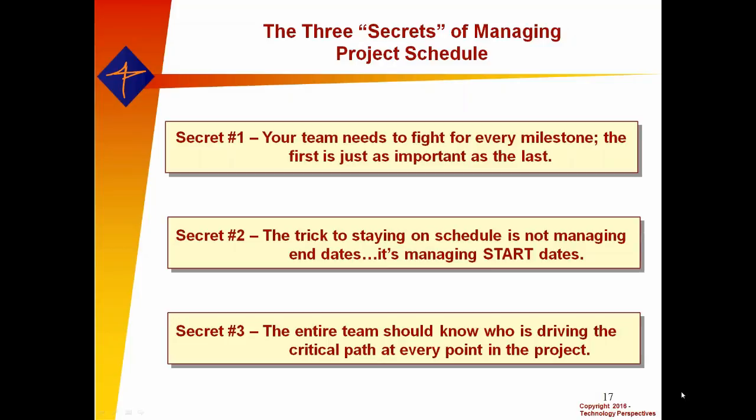Secret number 2 is kind of a surprise even for people that are seasoned project managers. The trick to managing to schedule is not managing the end date of tasks, it's managing the start date. If an activity doesn't start on time, its potential for ending on time drops rapidly. And we can manage that proactively. So what would stop a task from starting on time? Either the dependencies are not met, meaning that whatever information or material is needed to start that task isn't available. That's something the team can focus on and resolve. The other possibility, of course, is the resource isn't available, or resources are not available. And again, that's something that we can proactively mitigate if we know about it.